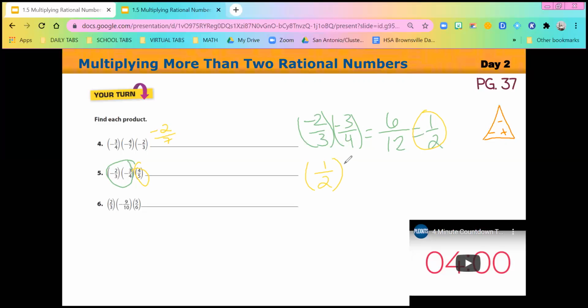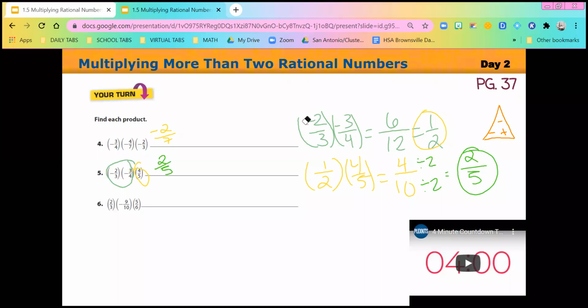1/2 times 4/5. And now numerator times numerator. 1 times 4 is 4. 2 times 5 gives me 10. We can simplify this by dividing by 2. So now 4 divided by 2 is 2. 10 divided by 2 is 5. So that means this is positive 2/5 once we find the product of those 3 numbers.